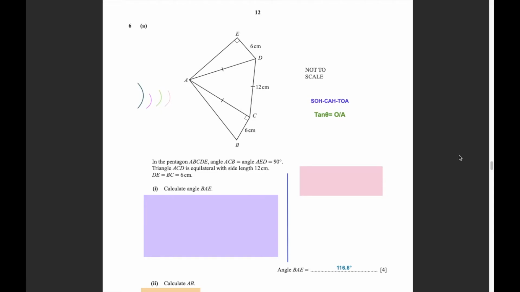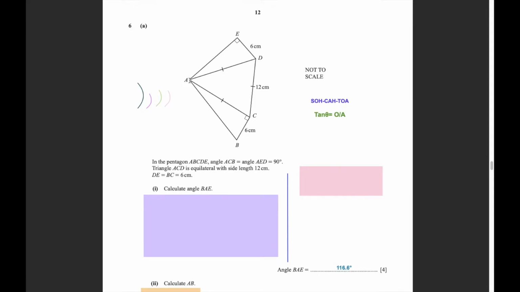So in today's video, we'll be solving the last 5 questions of this paper. So let's begin. In the pentagon ABCDE, angle ACB and angle AED are both 90 degrees, which is shown by this little square. So they're right angle triangles.